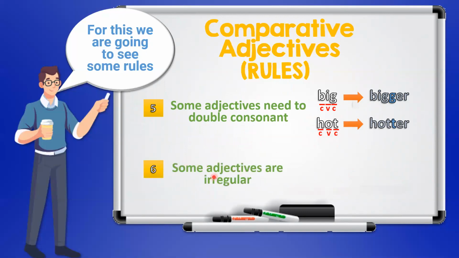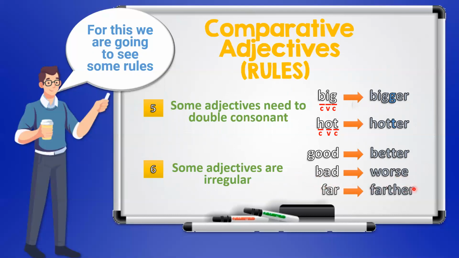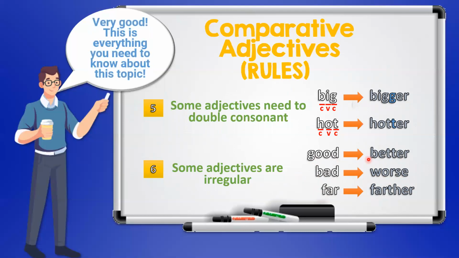Finally, some adjectives are irregular. Good, better. Bad, worse. Far, farther. Okay, we cannot say good, gooder, no, badder, no, farer, no. Okay, you have to memorize these comparatives. All right, very good. This is everything you need to know about this topic.